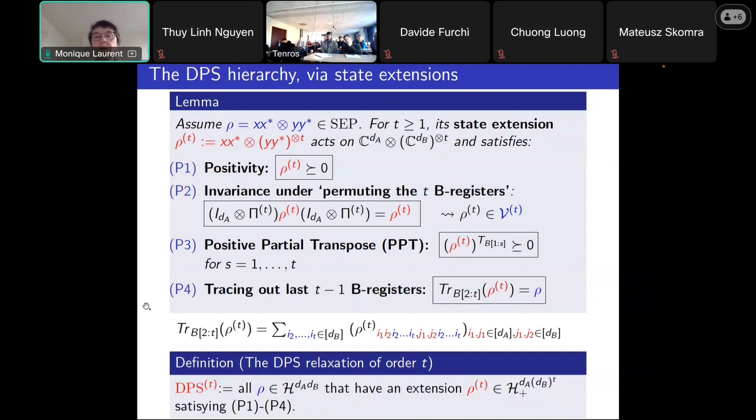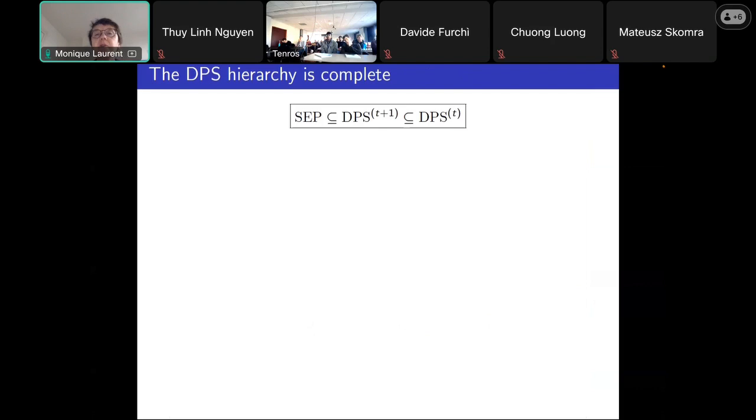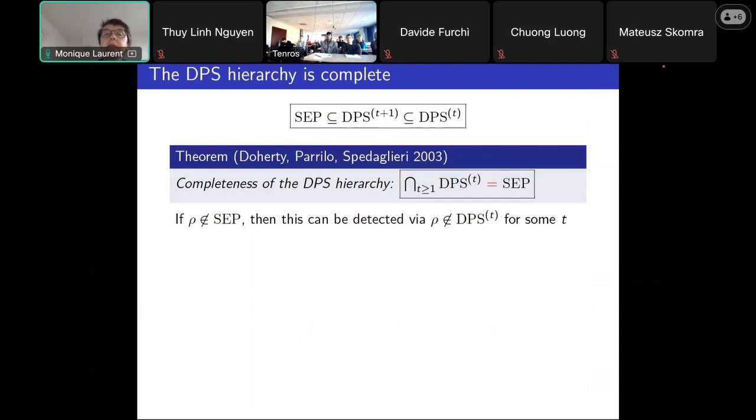So it's maybe a bit difficult at first sight, but in this way we get a hierarchy of relaxations. If we increase T, we get a set which contains SEP and is smaller and smaller, and this hierarchy is complete in the sense that if you intersect all of them, you get back the set SEP. In other words, if rho is not in SEP, this can be detected because it doesn't lie in one of the relaxation codes. So we have a hierarchy of outer approximations, which is tighter and tighter, and the intersection gives you back SEP.